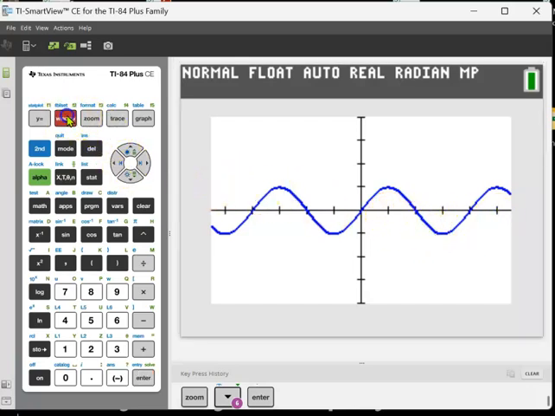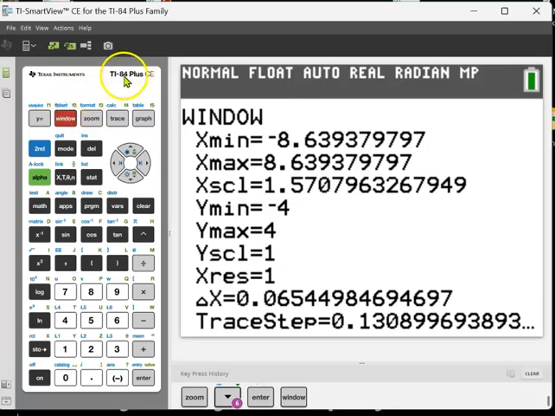Let's take a look at the window and see what happened. All right, we kind of have some interesting numbers that are here. Now this negative 8.63 to positive 8.63, so those would be numbers of radians. I believe that is approximately, I forgot what the exact number is, but it's more than 2 pi. It might actually be something like 9 pi over 2 or something like that. I'm not sure why the calculator chooses this.